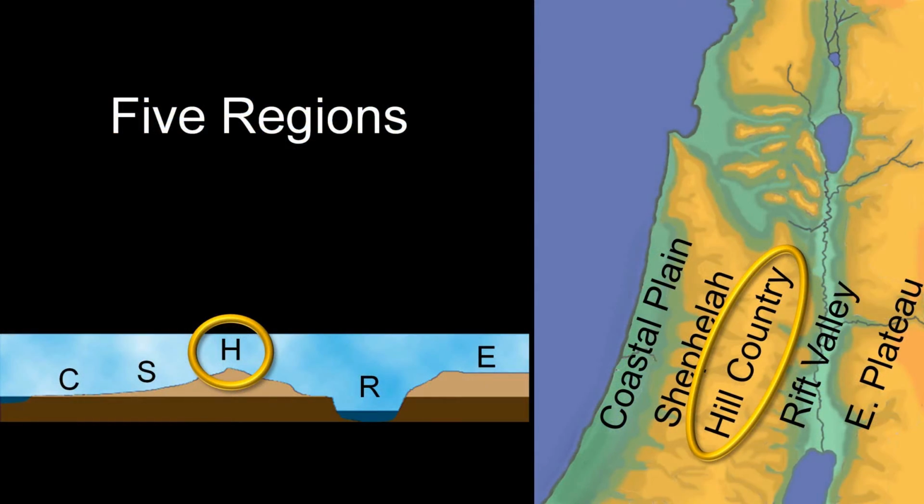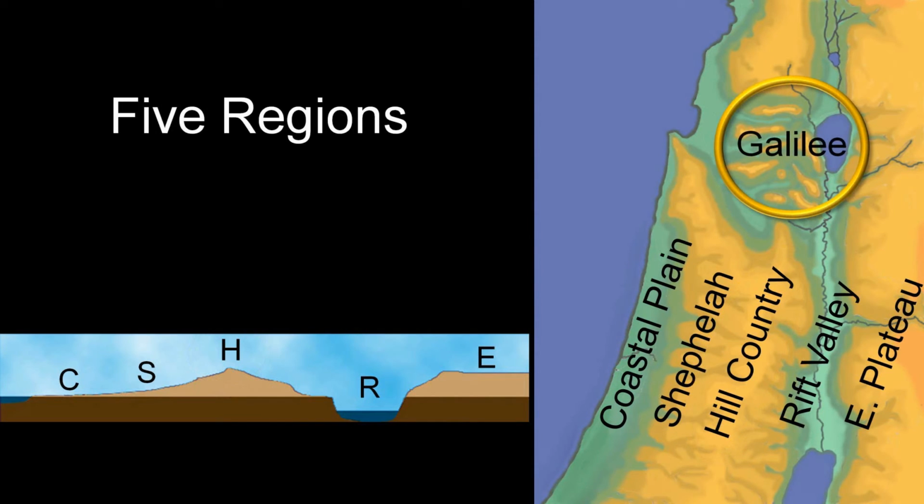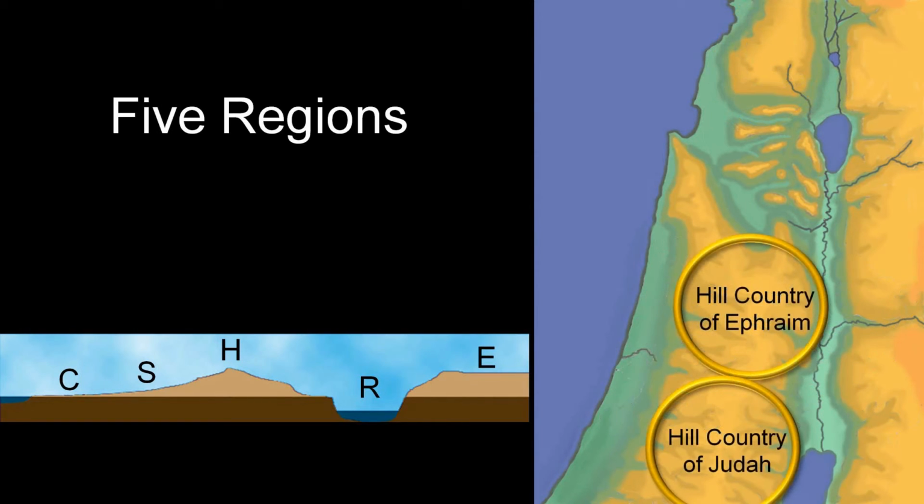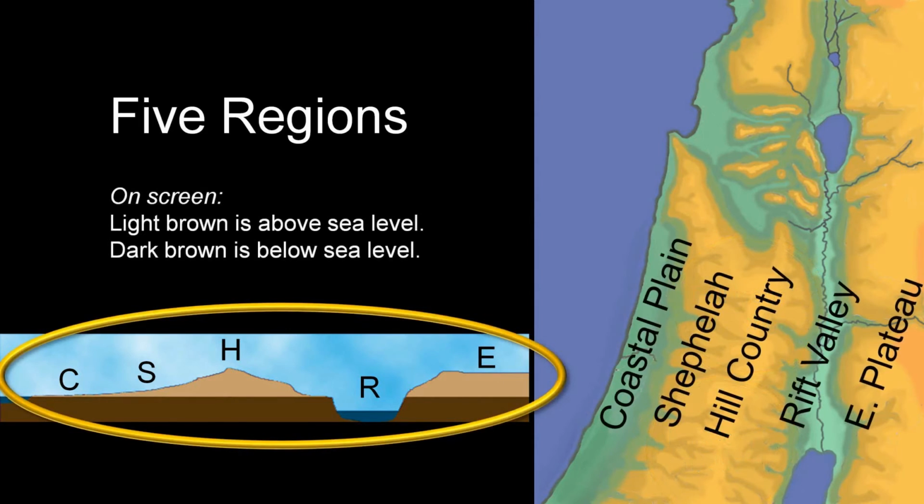The next region is the hill country. This is a mountainous spine of hills and uplifted land that runs north and south right through the center of the country, except in Galilee in the north, where it's broken up a little. But then it continues to the north in Upper Galilee. For historical reasons, the hill country is divided into 2 sections: the hill country of Judah to the south, and the hill country of Ephraim a little further to the north. To give you an idea of what all this looks like, I've included a cross-section at the bottom of the map, the dark black and gray area there at the bottom.